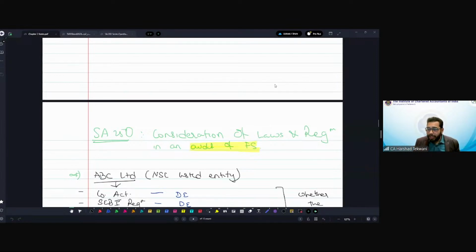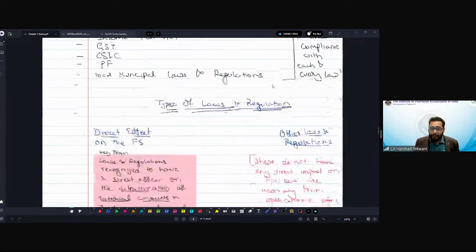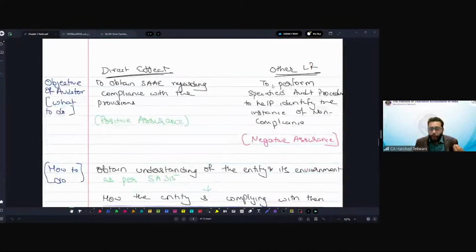So what is the auditor required to look into when it comes to the audit of a financial statement? When it comes to laws and regulations, what is the auditor required to see from the laws and regulations point of view? Direct laws and regulations having impact on the working of the entity, and other laws and regulations. In the first case, which has a direct effect, we are required to take sufficient audit evidence as a positive assurance that the compliance is there. For the second case, we are required to identify and perform some procedures wherein, if something comes up as a non-compliance, then we will report; otherwise we will conclude that everything is complied with, a kind of negative assurance.